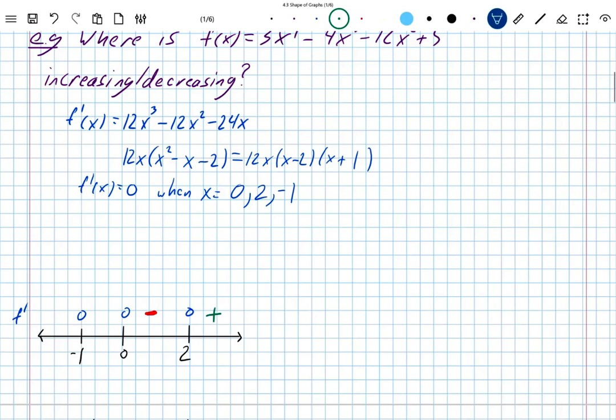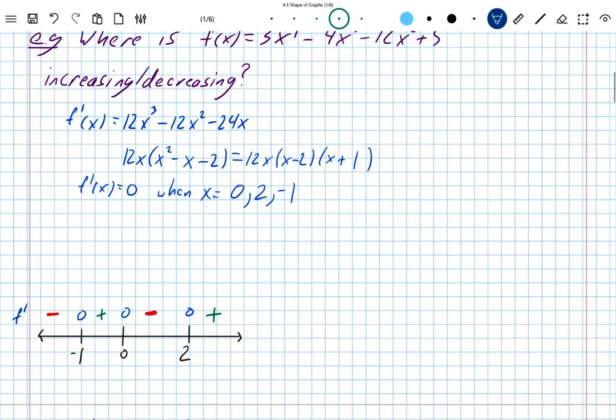If I plugged in a negative 2, negative 24 times negative 4 times negative 1, a negative times a negative times a negative is a negative. Going a little fast here. Maybe pause the video and see if you can figure out the negative a half. But in this case, it's going to follow this really nice pattern of minus, plus, and that's it.